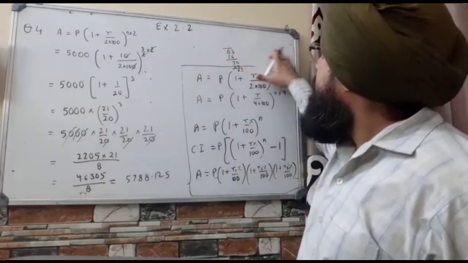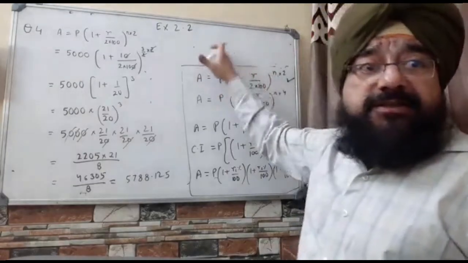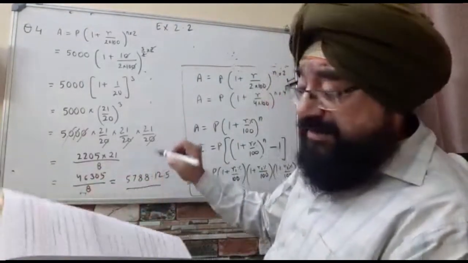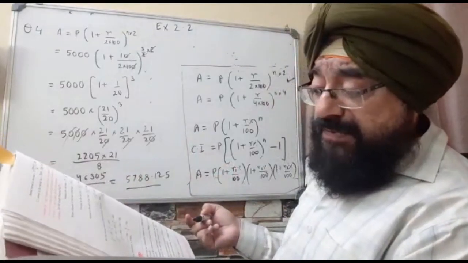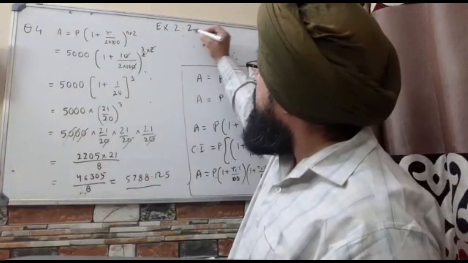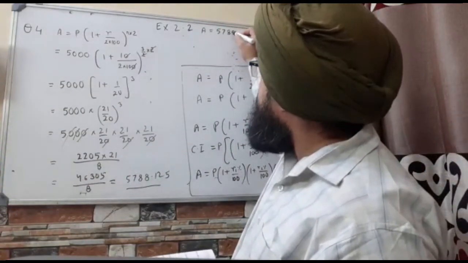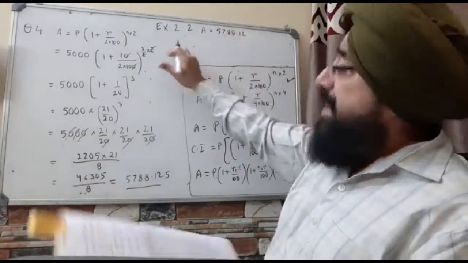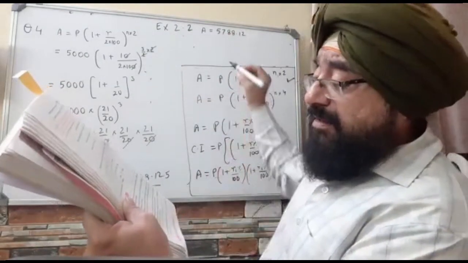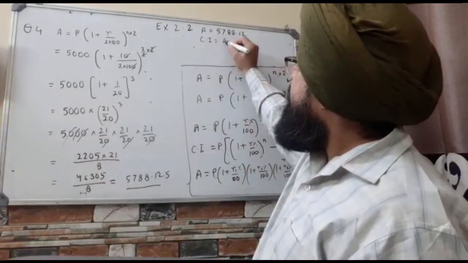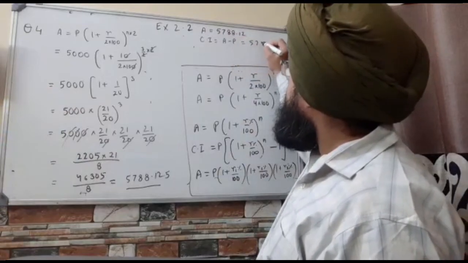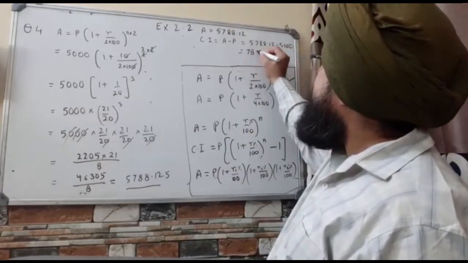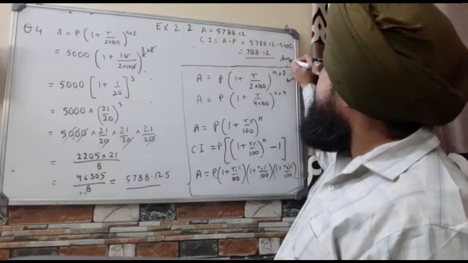This is rough work, and what I am supposed to answer here is actually the compound interest, which we have not answered yet. What we have answered is the amount. So the amount we have already calculated. The amount you need to pay is 5788.12, because correct to 2 decimal places is what the board desires, and also the CI. So CI is A minus P. That is 5788.12 minus 5000. So that comes out to be 788.12. This becomes your answer to question number 4.